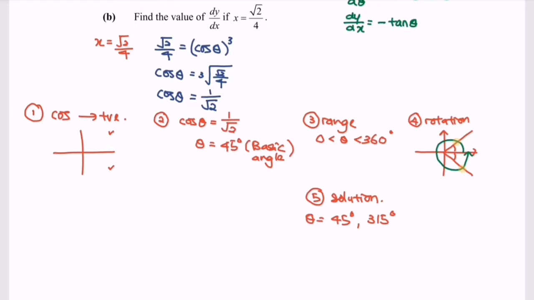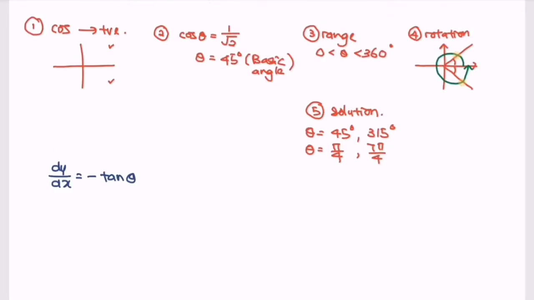Kindly express the answer in the form of radians. So we will have pi over 4 and 7 pi over 4 radians. Next, what we have to do is find the value of the first derivative, and we need to substitute theta, pi over 4 and 7 pi over 4. So kindly refer to the question.